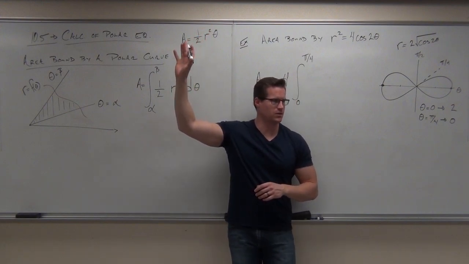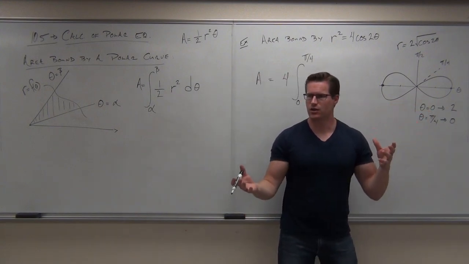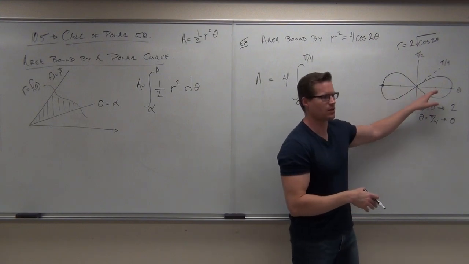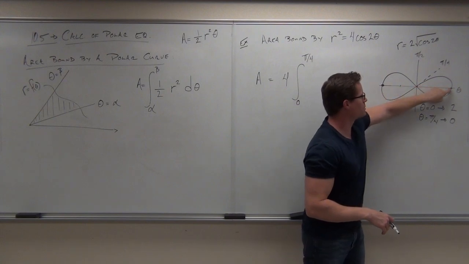Okay, so I know from the previous sections how you'd graph this. You go back there, you figure out how to graph it. I did it very fast here for the sake of time. We know that at theta equals 0, I get 2, so I'm starting here.